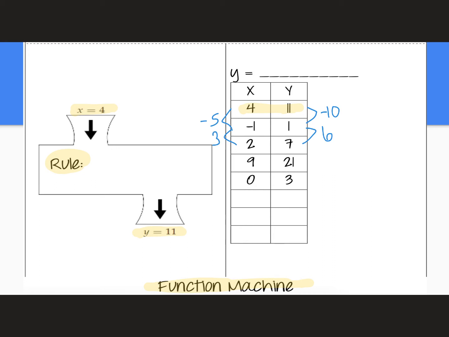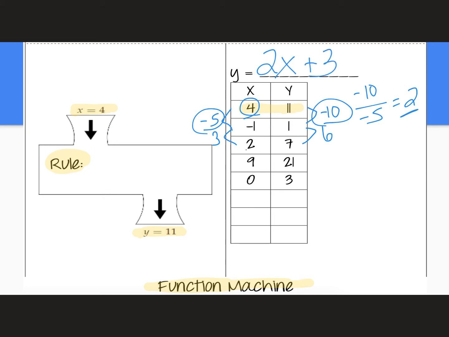All we're going to do is take the change in y, -10, divided by -5. We're finding our rate of change. Negative 10 divided by negative 5 gives me 2. So now I know my rate of change is 2. If I take 4 and multiply it times 2, that gives me 8. But I don't need 8, I need 11. So we're going to add 3 to it.